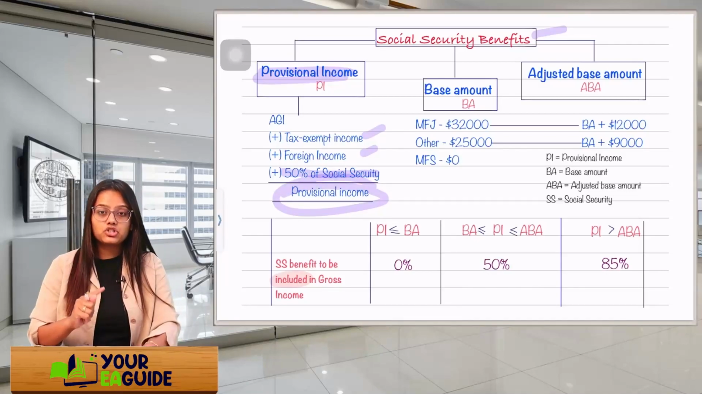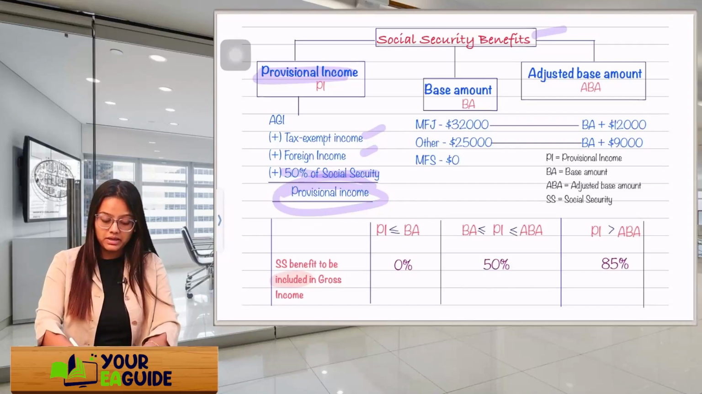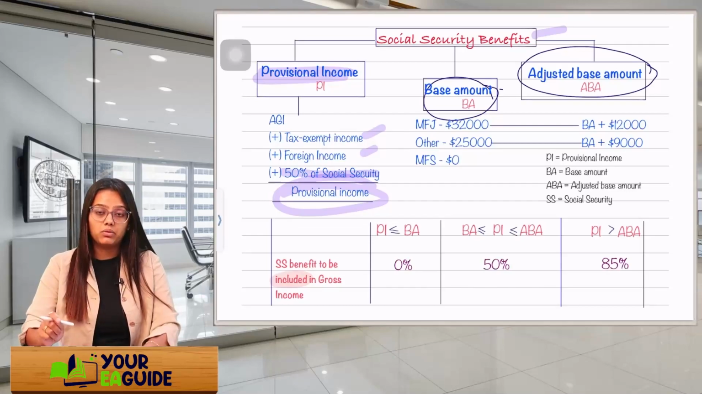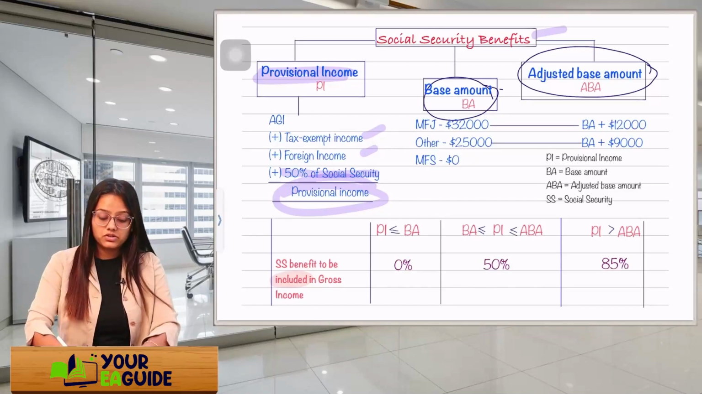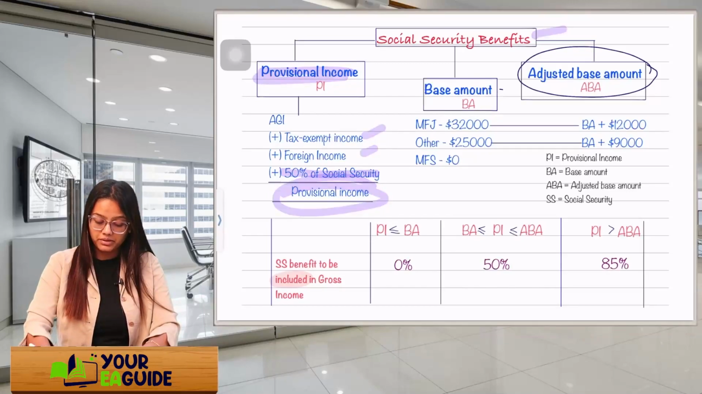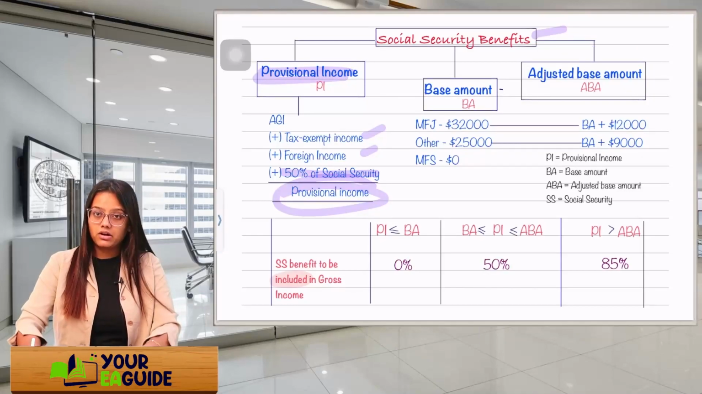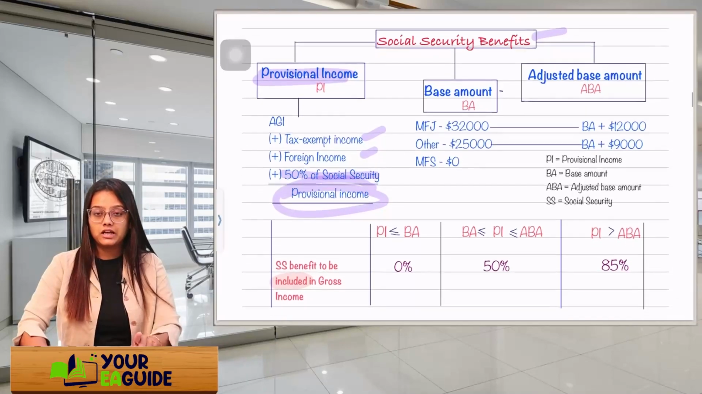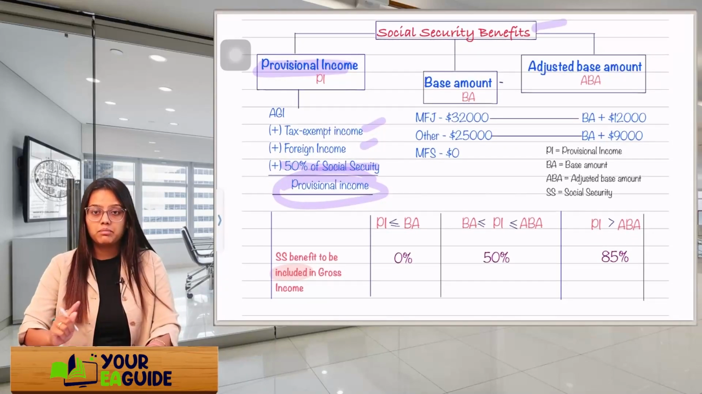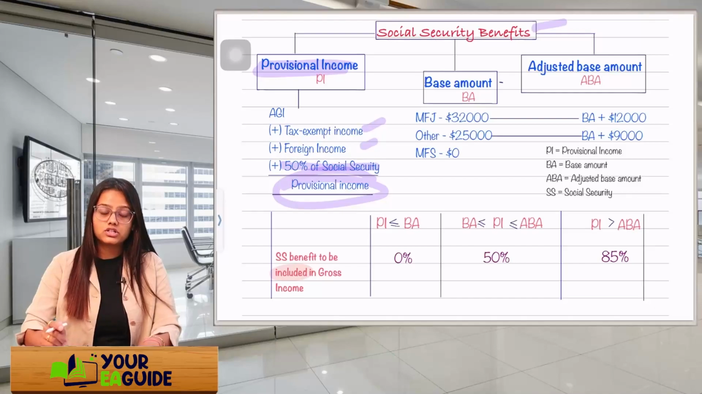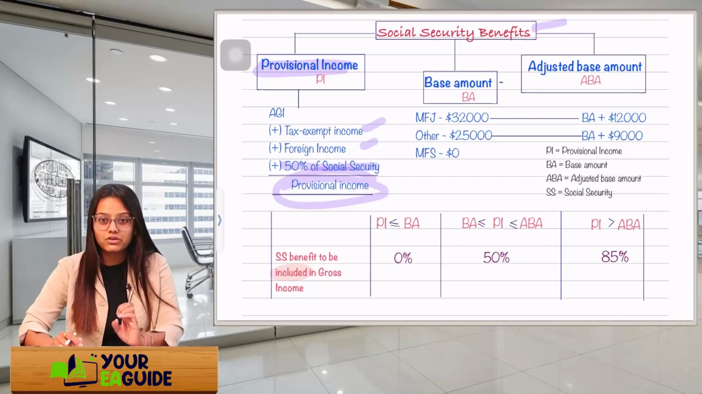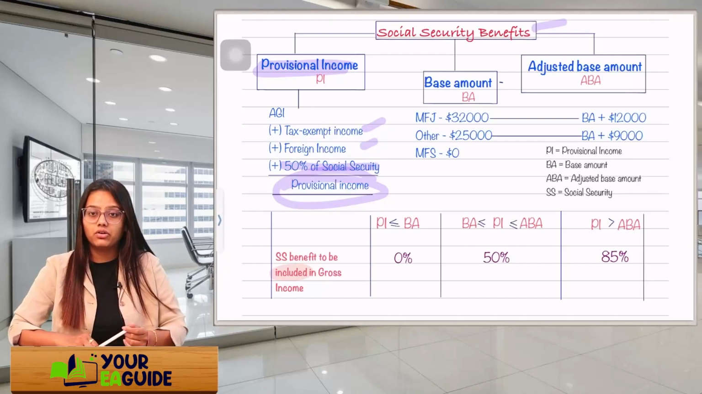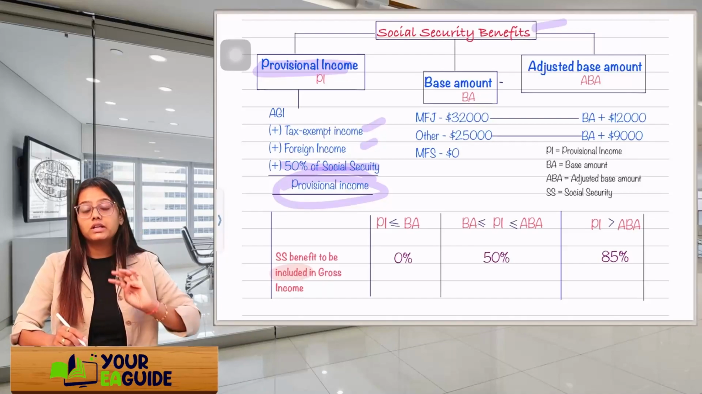Now this income needs to be compared with two limits. One limit is the base amount and the second limit is the adjusted base amount. You have to remember these limits. There is no option of not remembering these limits. Okay, wherever it is necessary, I'll announce it so you remember it. So the base amount for social security benefit calculation is $32,000 in case of MFJ and $25,000 in case of others. For MFS, even if you earn $0, this is your base limit.